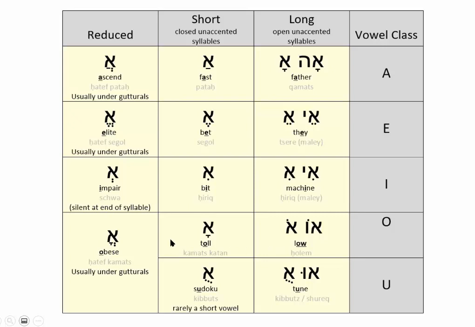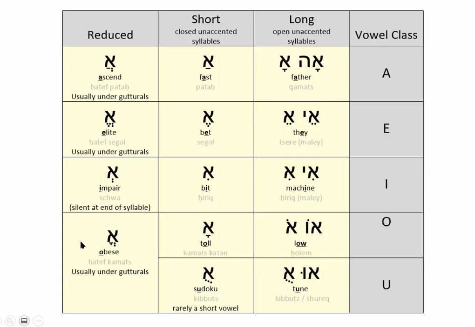There's also an O-class short vowel that looks identical to the kamats that we saw earlier, but it will be found in closed, unaccented syllables. It will have a shorter O sound, as in tol. This vowel is called kamatz katan.